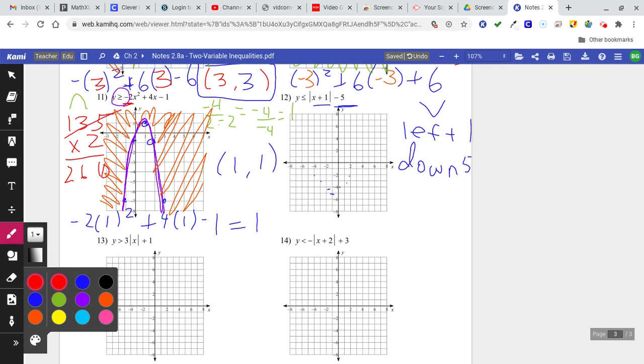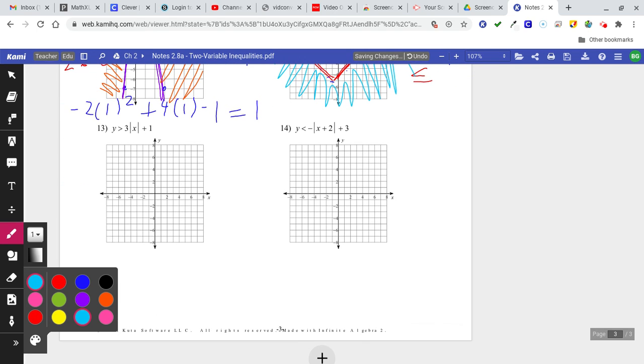Okay, so we've got that. But we look at our inequality. Less than or equals. We see the equal, so that means solid. The less than means shade down.